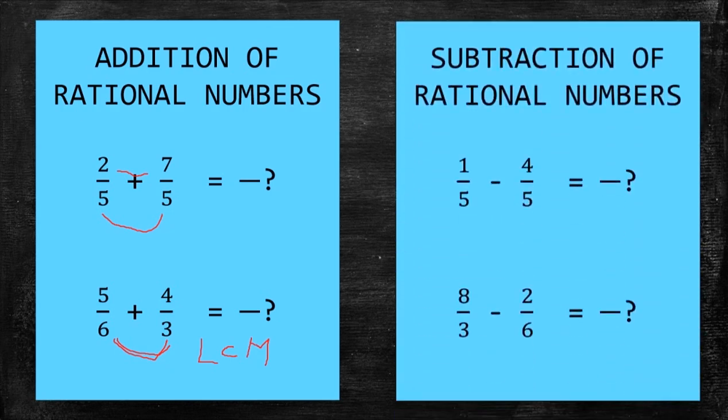Subtraction of rational numbers. Here like fractions as they have same denominator, 3, 6 are like fractions, as 3 and 6 are different. In this case 1 by 5 minus 4 by 5. 1 minus 4 it is minus 3 by 5. Very easy. But when the denominators are different, you have to take LCM and then subtract.